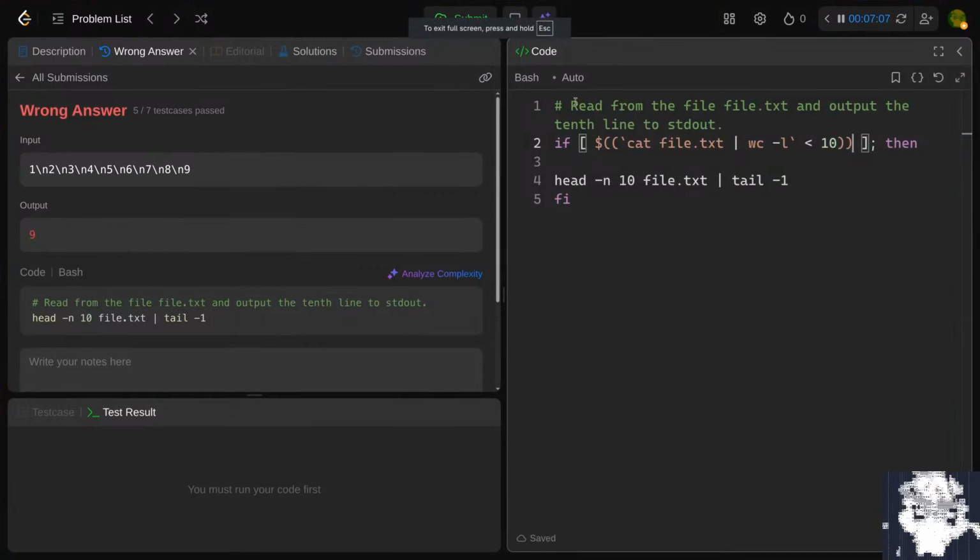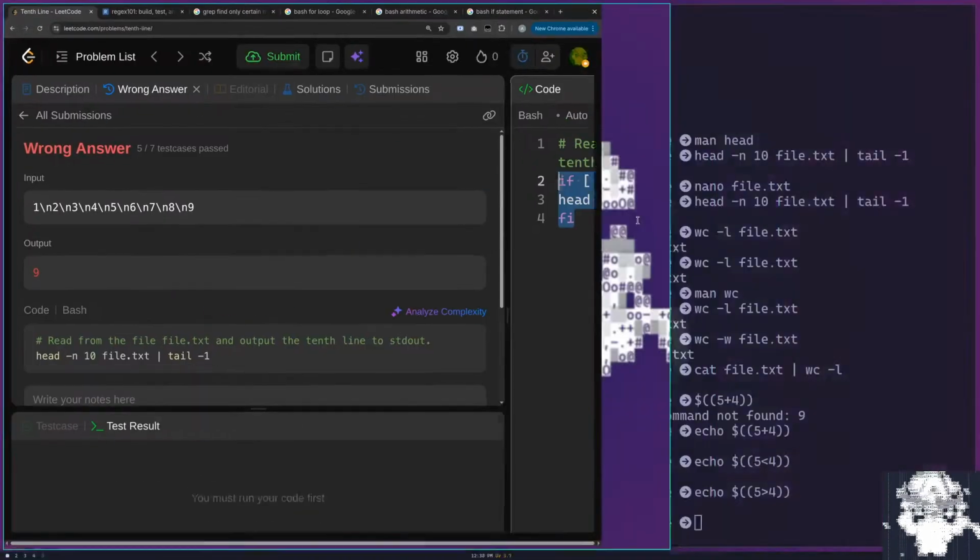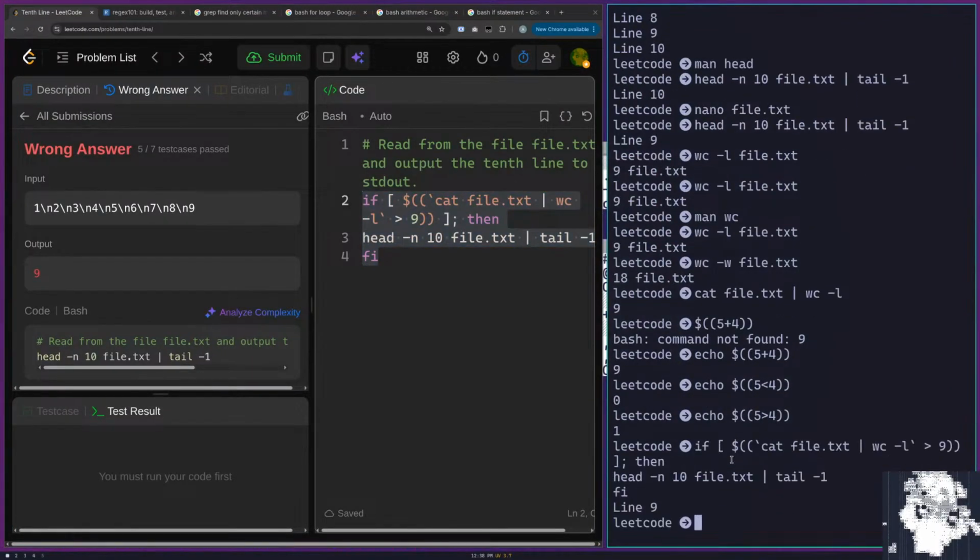Okay, so if this is less than 10, I want to say greater or equal to 10. I'll just say greater than 9. Then you do that. Let's test that on our file. It still grabbed the 9th line.